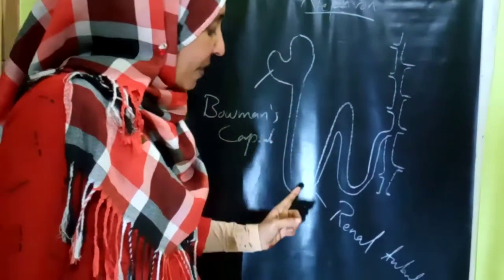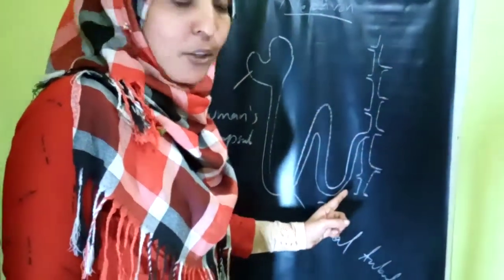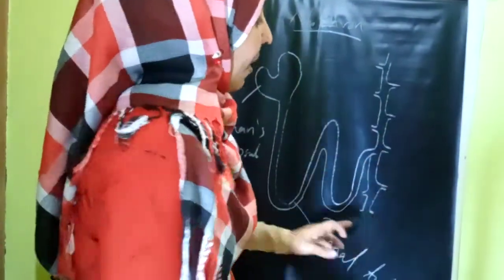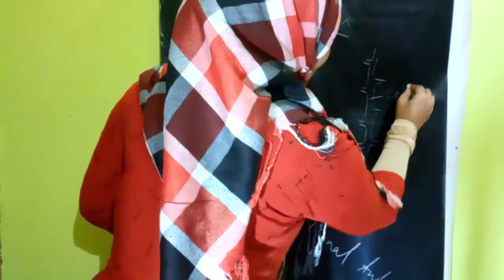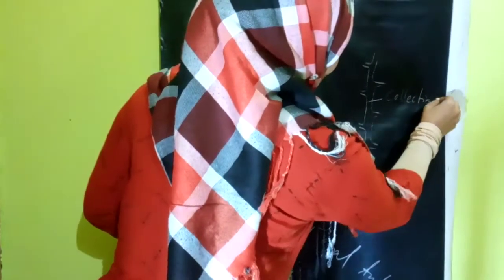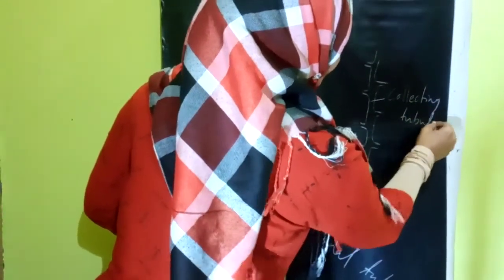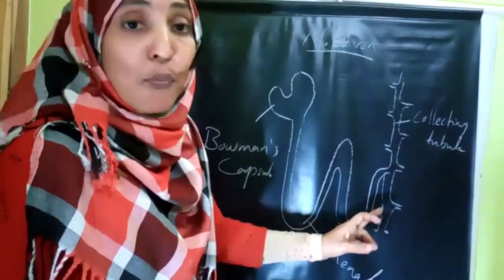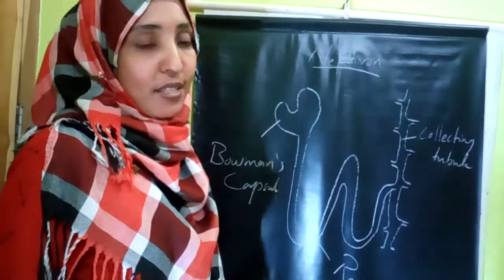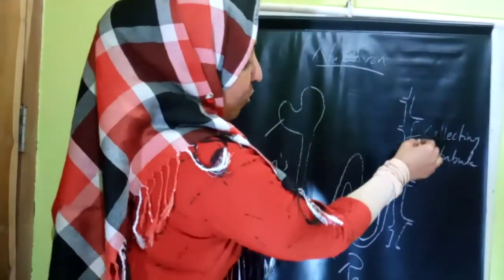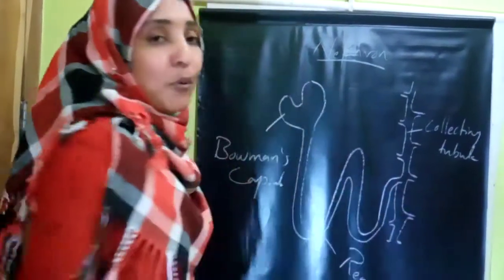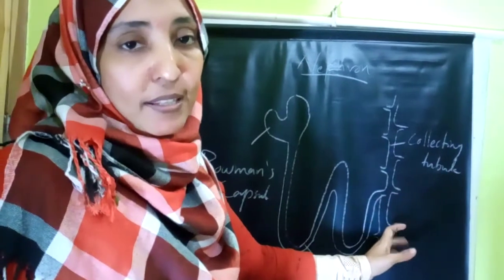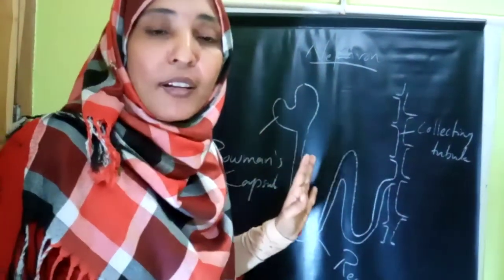Then the continuation of the Bowman's capsule is a long tube called the renal tubule. The renal tubule opens to a collecting tubule. This is the collecting tubule for a large number of nephrons. All these are the openings, and into them the tubular parts of other nephrons open. So this is the structure of the nephron.